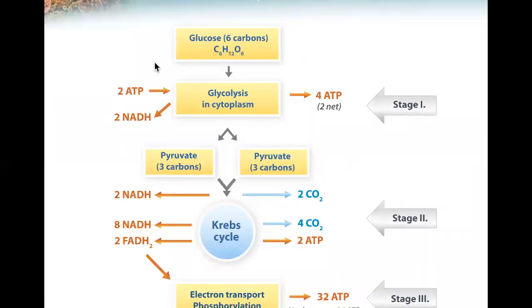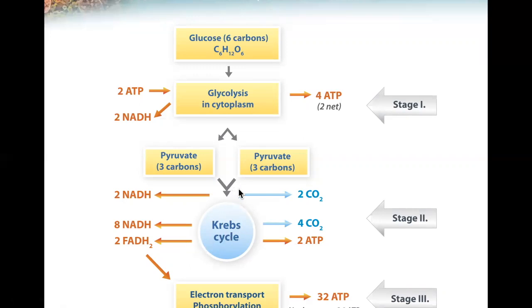Here is another summary to get another picture of the same cycles: the cycle of one glucose, which is 6 carbon, C6H12O6. It enters glycolysis and on through cellular respiration, the whole 3 stages. Glycolysis in the cytoplasm uses 2 ATP but then produces 4, so it's 2 net. And it produces 2 NADH. Next, it sends off 2 pyruvic acids to the Krebs cycle, and that produces 2 NADH, 8 more NADH, and 2 FADH2.